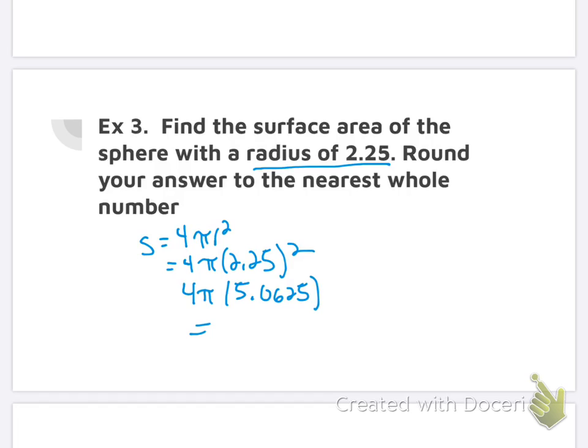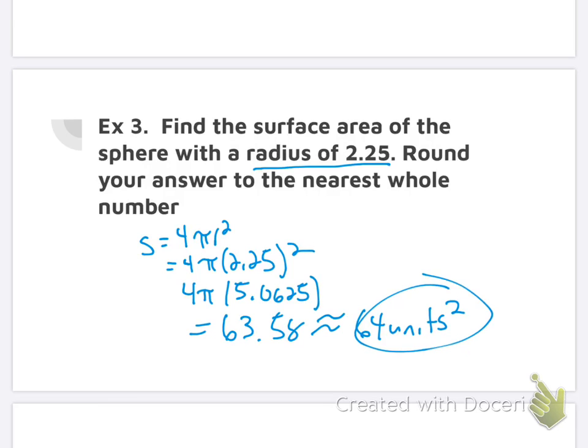It's 4 times pi. Okay, and it says round to the nearest whole number, so I get 63.58, which is approximately 64 units squared.